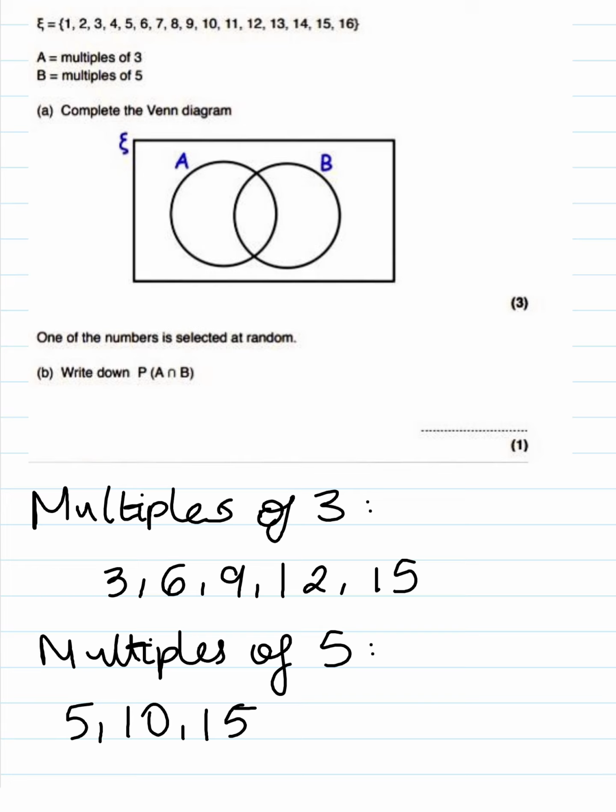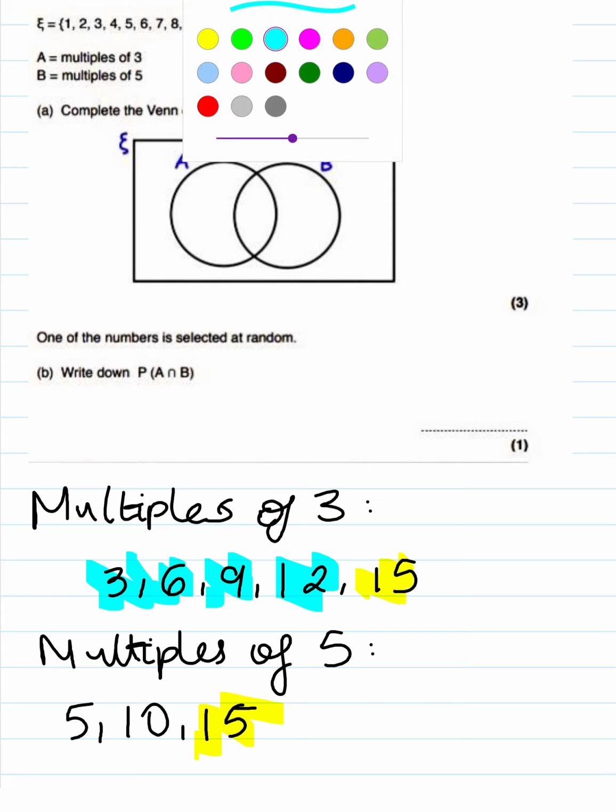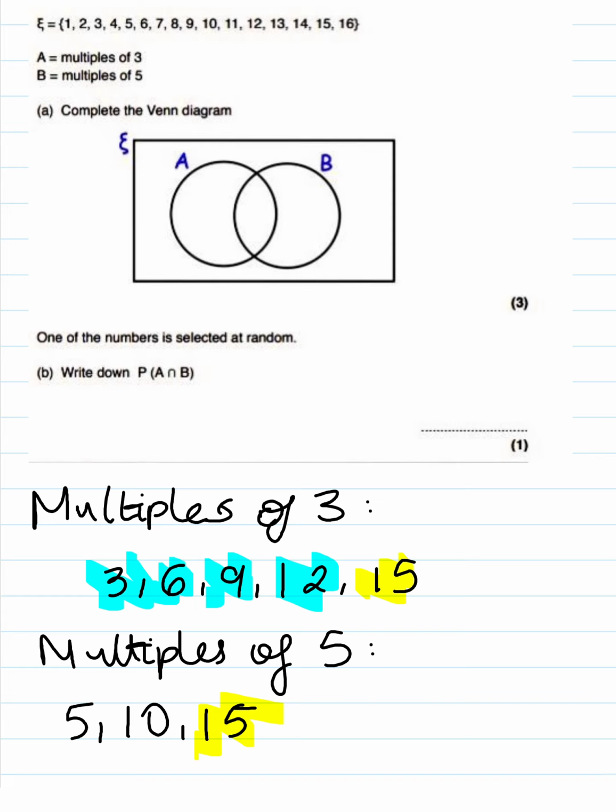Now we can look between these and see that the intersection of both sets contains just the number 15, as this is the number that appears in both sets. And the numbers that are only in A are 3, 6, 9, and 12. And the numbers which are only in B are 5 and 10. Using this information, we can complete the Venn diagram for both sets, and then whatever numbers are left over, we can fill on the outside.